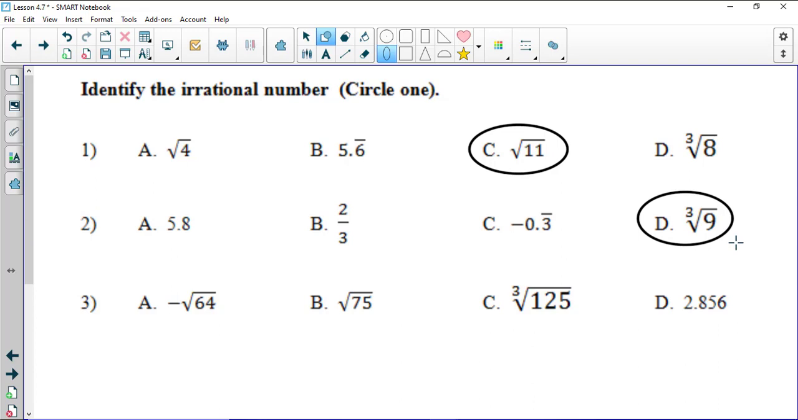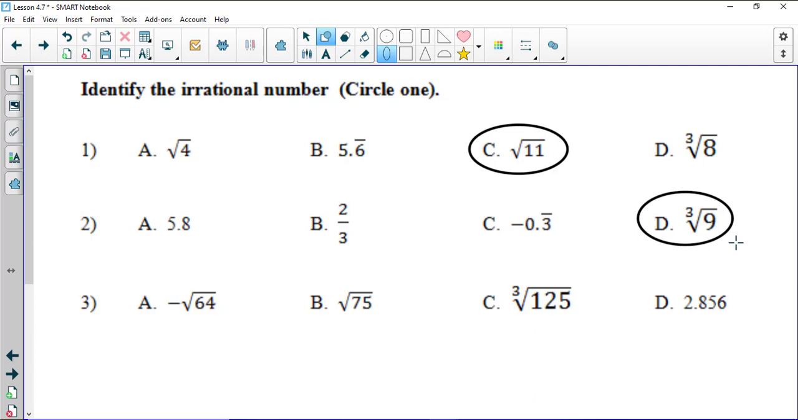The negative square root of 64, well, square root of 64 is 8. Negative 8 is an integer, so that's rational. Square root of 75, I don't know what that is off the top of my head. It's not a perfect square, so probably going to be an irrational number. So if that number underneath the square root symbol is not a perfect square, then you can probably guess it's going to be an irrational number.